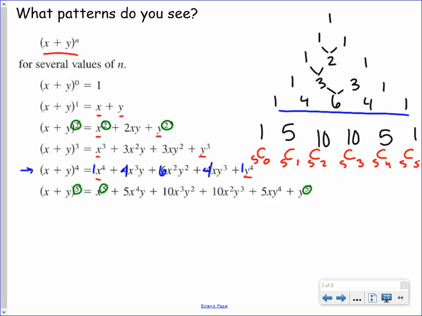Why are people OMGing? Oh my gosh. It's the next row of Pascal's triangle.